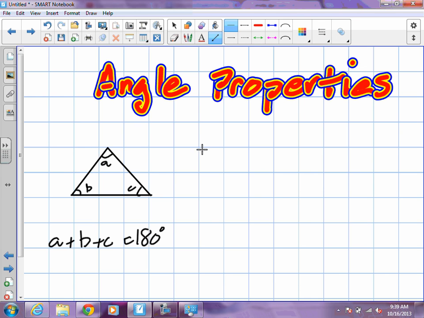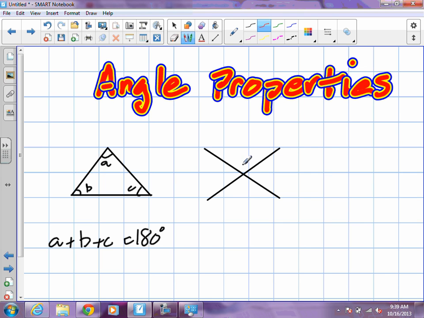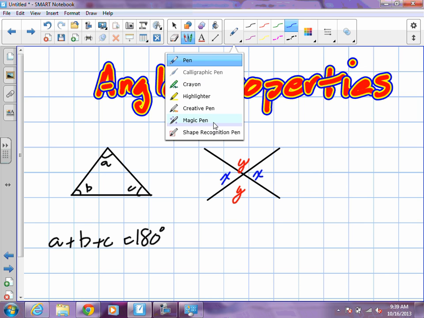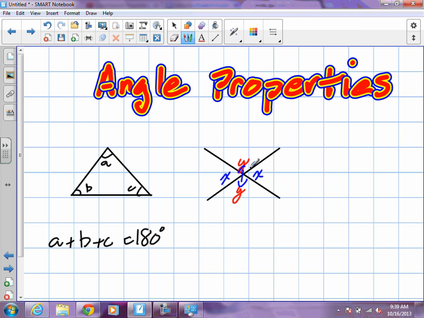And the next one, we're just going to have two lines that intersect each other. Okay. And we'll call this angle Y, and we'll call this angle X. Now you'll notice I've named two of them angle X and two of them angle Y. Why have I done that? Why have I given them the same letter? Because they're the same or equal. The word we're looking for is equal.